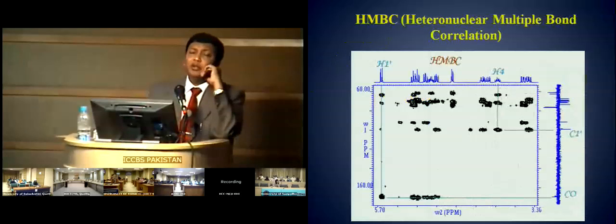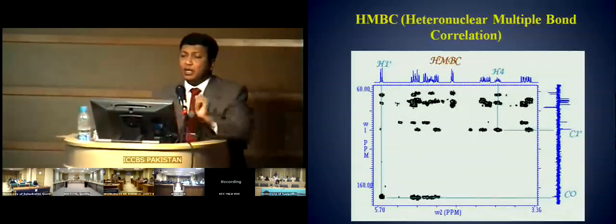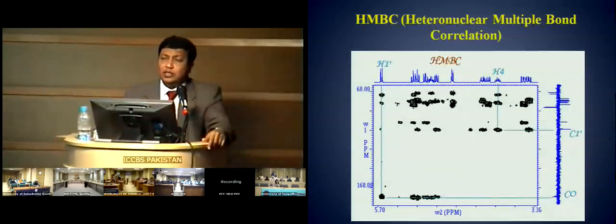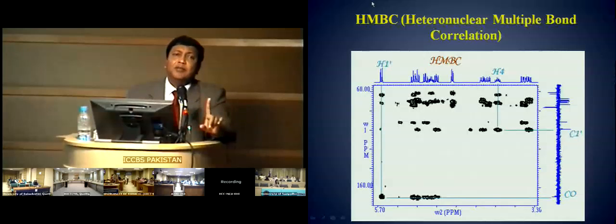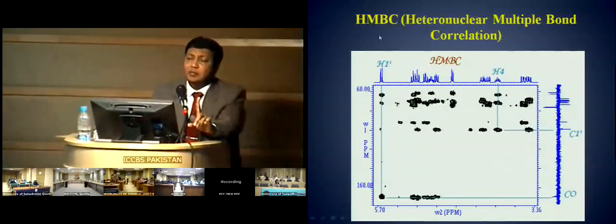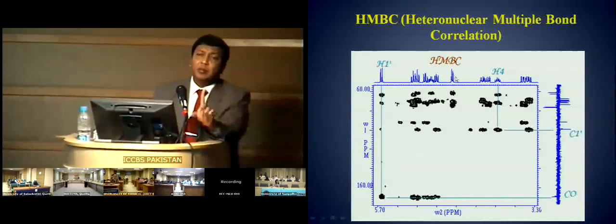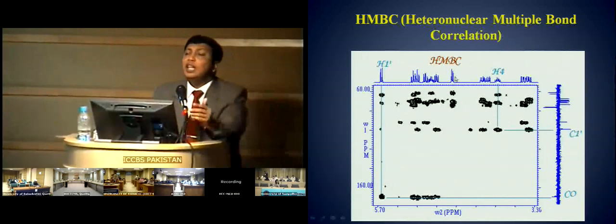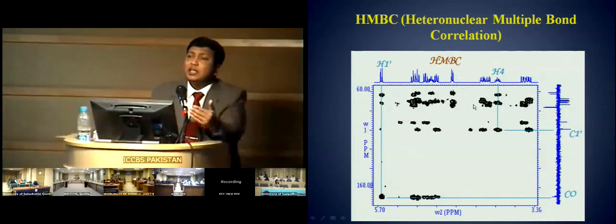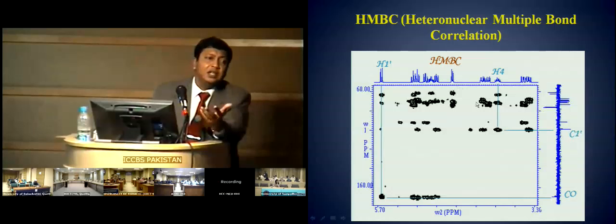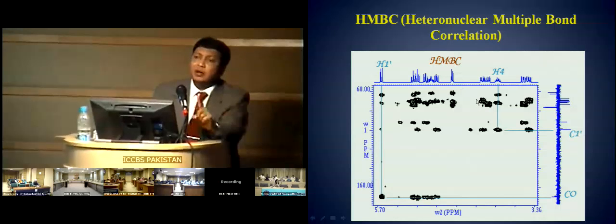Now, the variant, heteronuclear multiple bond correlation, is again an inverse technique, with an exactly identical pulse sequence. The only difference is that it has a filter mechanism through which large one-bond couplings between proton and carbon are eliminated, and you are only able to see the long-range proton-carbon connectivities. HMQC and HSQC show direct coupling, 1-2 coupling. In HMBC, the 1-2 couplings are eliminated through a process.